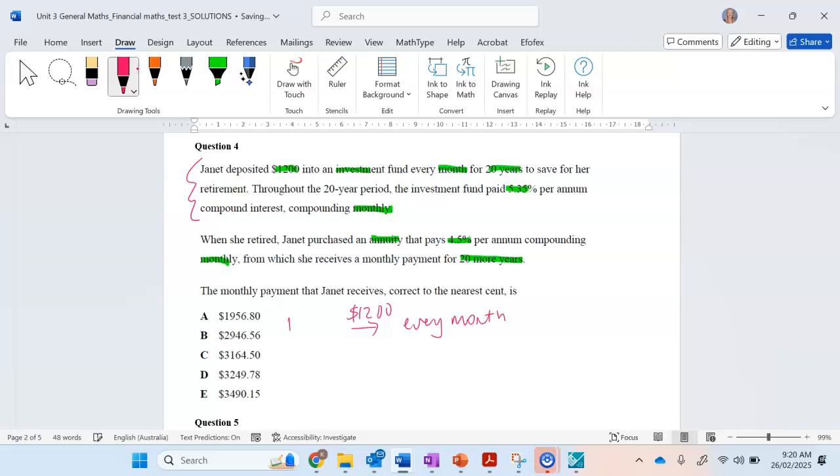So she started with 0, and then every month she's added in 1,200 every month for 20 years. All right, so just taking out the maths. She gets an interest rate of 5.35% per annum, compounding monthly. So let's have a look at what that is equal to after the 20-year period.